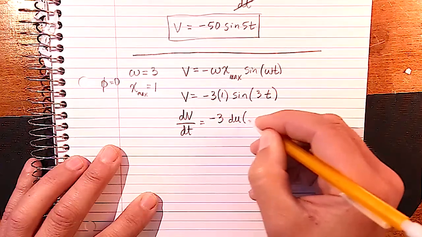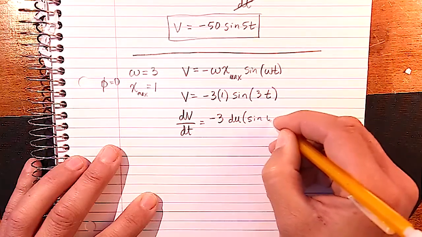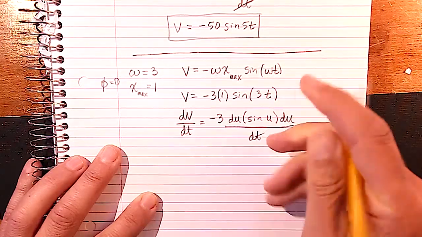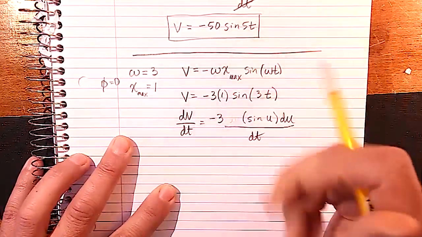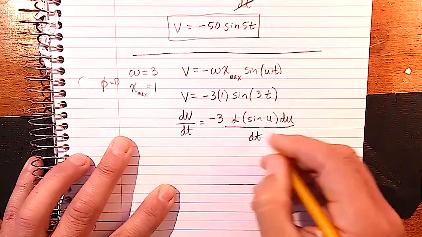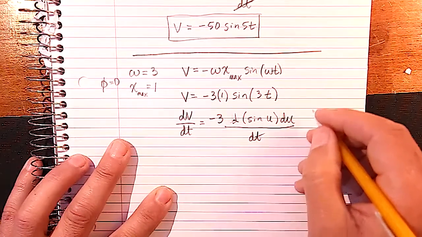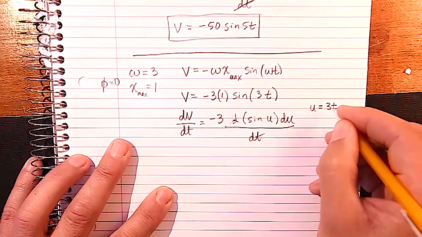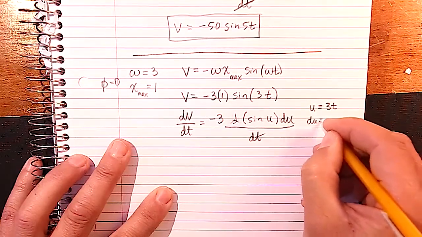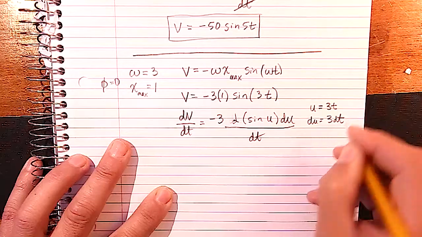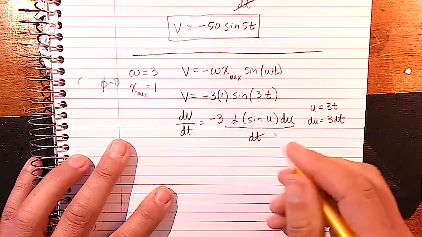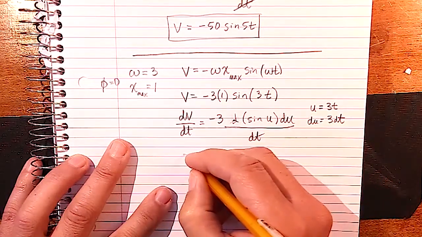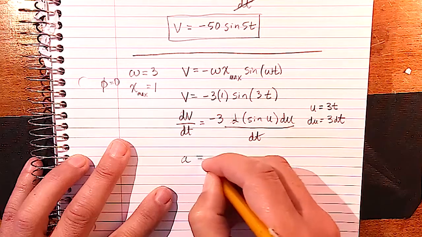then our derivative of sine, in this case we're going to call that u again, all over dt. Whoops, that's not du, that's just d, the derivative of this. And what is this? Well, our u, we're going to say, is 3t. That's our let u. So our du is going to be 3 dt. And then the derivative of sine u du is going to be cosine of u. dv dt is our acceleration.